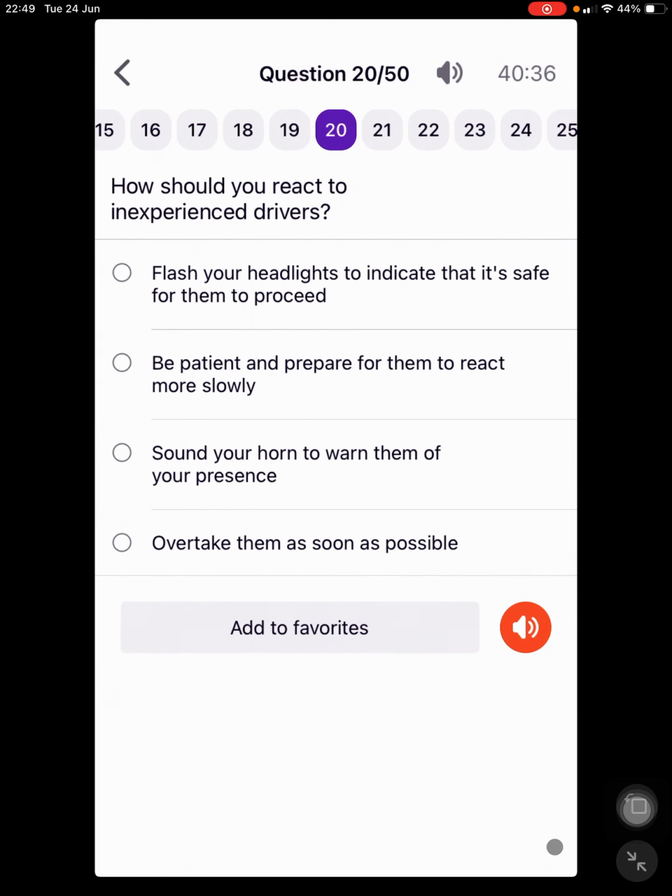How should you react to inexperienced drivers? Flash your headlights to indicate that it's safe for them to proceed. Be patient and prepare for them to react more slowly. Sound your horn to warn them of your presence. Overtake them as soon as possible. Yeah, you have to be more patient with them.